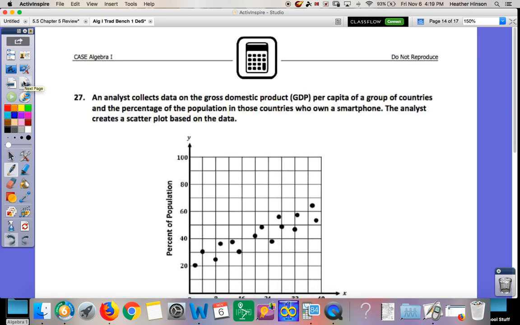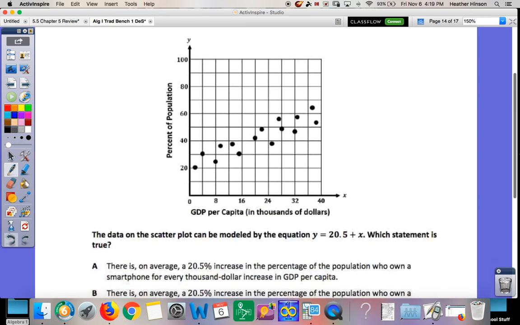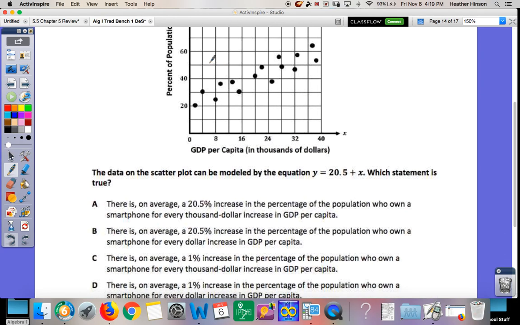(27) An analysis collects data on the gross domestic product, the GDP, per capita of a group of countries and the percentage of the population in those countries who own a smartphone. The analyst creates a scatter plot based on the data. So again, just like we saw earlier, scatter plot, it's just going to be a collection of dots. We try to make the best line of fit through it that we can. It's not going to be perfect though.